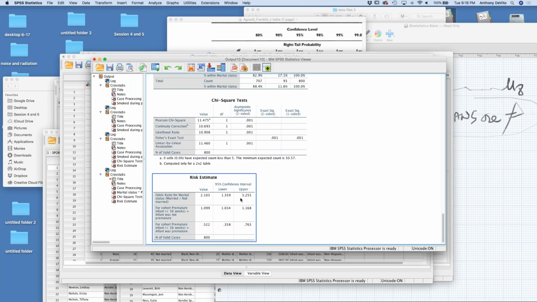It tells us that we're 95% sure it's not 1. In other words, the ratio of the odds for married versus the odds for not married, we're 95% certain is outside of 1. In other words, we're 95% sure that it's not 1, not equal for the two groups.